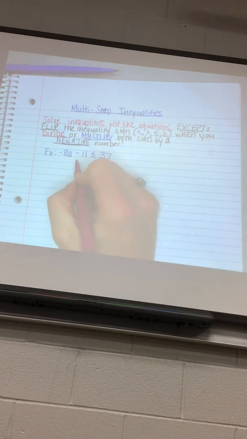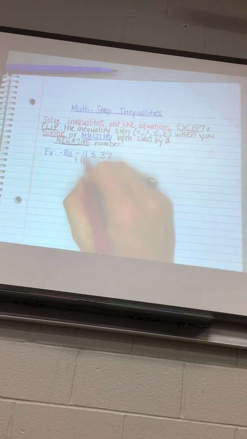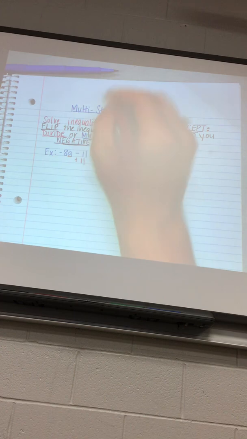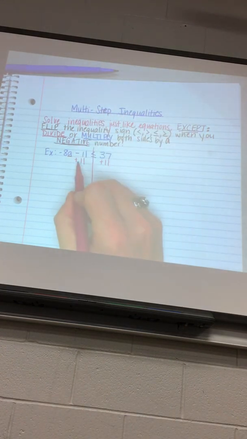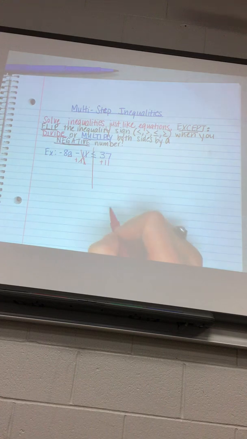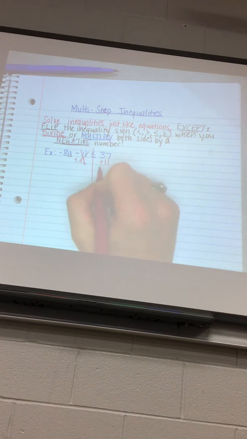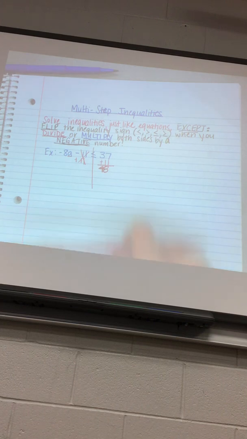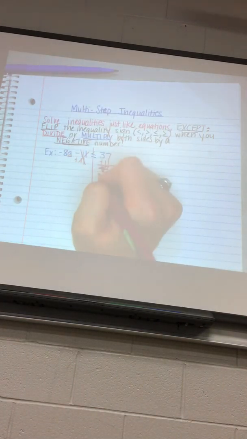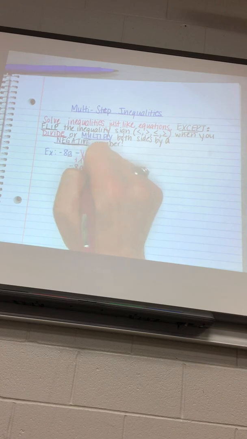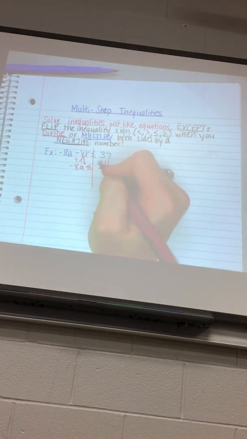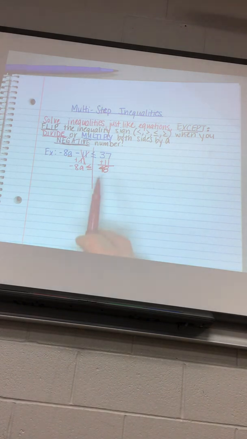So we can move on to, we're going to add 11 to both sides. Okay. When we do that over here, it makes this a 0, because 11 plus a negative 11 is a 0. And over here, it makes this 48. You still have the negative 8a. So what we have now is negative 8a is less than or equal to 48.